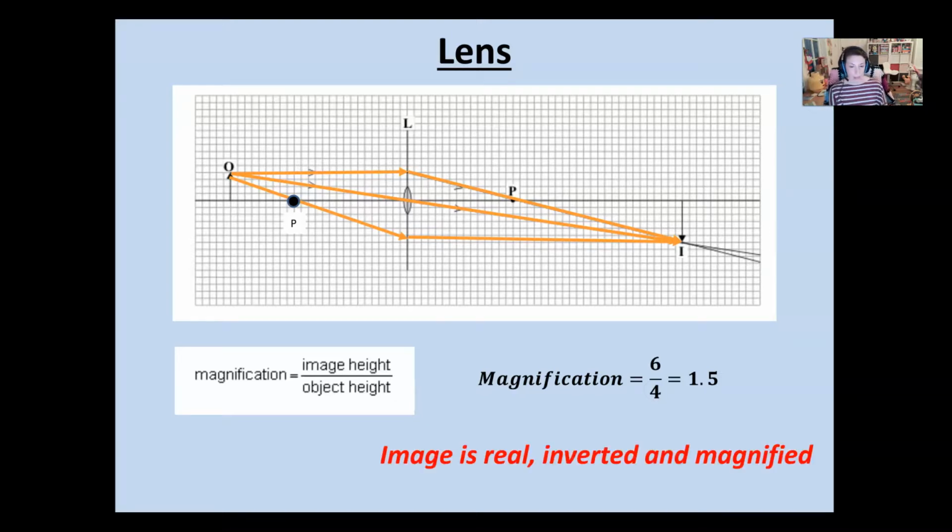We can also tell that the image is real. A real image is where the lines actually cross, so it is a real image. It is inverted because the line goes down from the middle line to here, so it's formed underneath, so it is inverted, so it's down, and it's magnified because it's bigger.